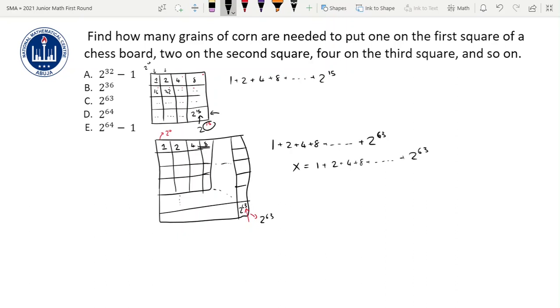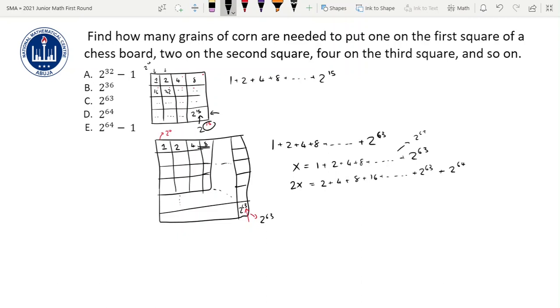The first step we're going to take here is to multiply both sides of this equation by 2. When we do that, you have 2x equals 1 times 2 will be 2, 2 times 2 will be 4, 4 times 2 will be 8, 8 times 2 will be 16, and this continues all the way here. Then we're going to have 2 raised to the power 62 somewhere here. That 2 raised to the power 62 is going to become 2 raised to the power 63 when you multiply it by 2, and then 2 raised to the power 63 is going to become 2 raised to the power 64. So we have 2 times this to be this.